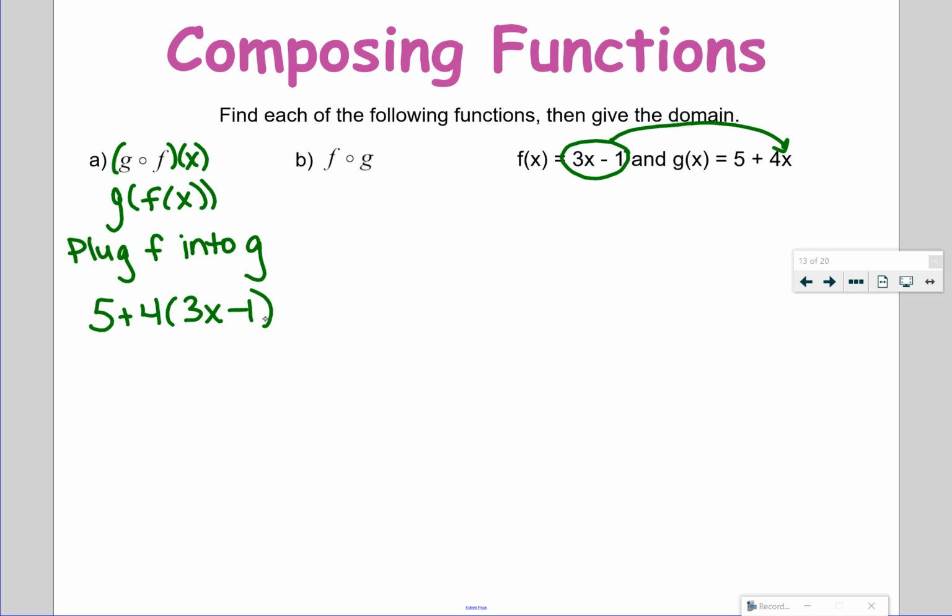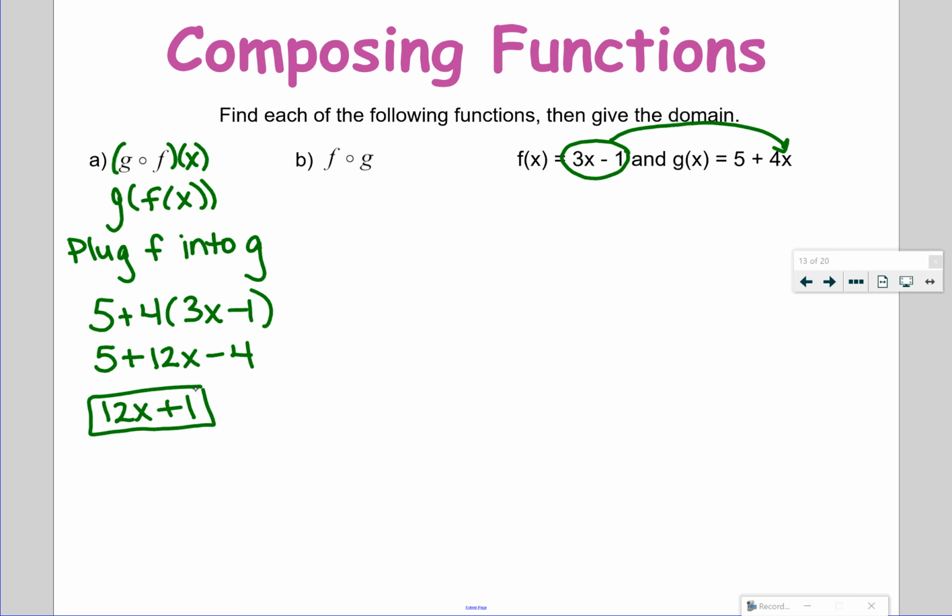So this is very similar to what we did with substitution, as I mentioned in our systems of equations. And now we can simplify. In this case, I distribute 12x minus 4, and then I can combine my like terms. 12x, 5 minus 4 gives me positive 1, and that's my answer.